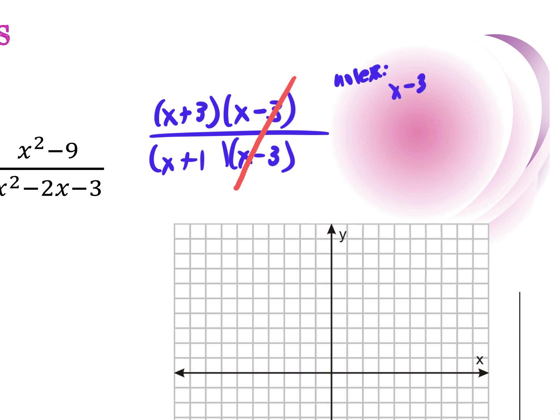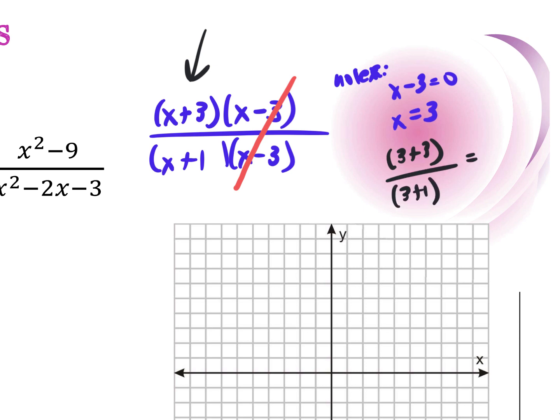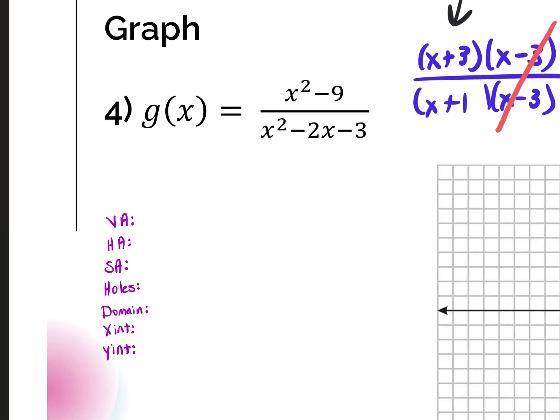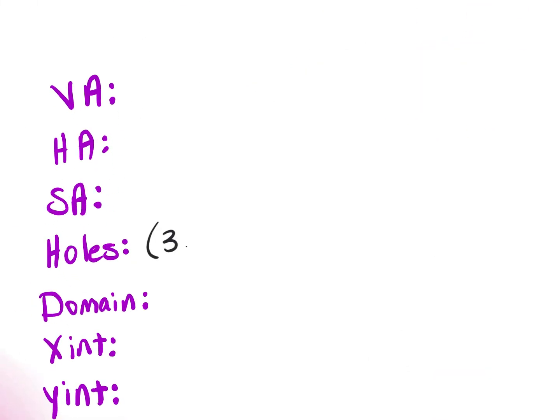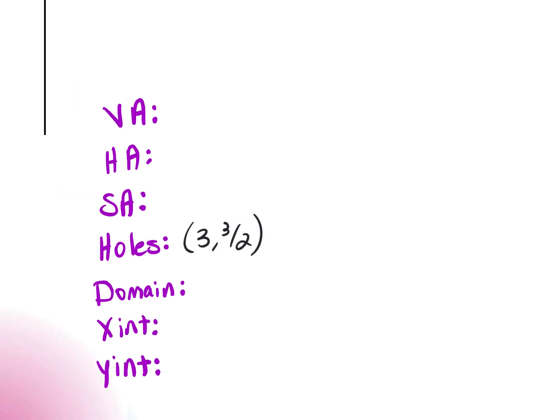You take x minus 3, set equal to 0, where you get x equals what? 3. So if I know that x equals 3, how do I figure out what the y part of the hole is? You plug it into what? The simplified. You plug it into what you've already factored. So I'm going to say 3 plus 3 over 3 plus 1. What's 3 plus 3? 6 over 4, which becomes 3 over 2. So I have a hole in my graph at 3 comma 3 over 2. I'll show you what that looks like in a second.